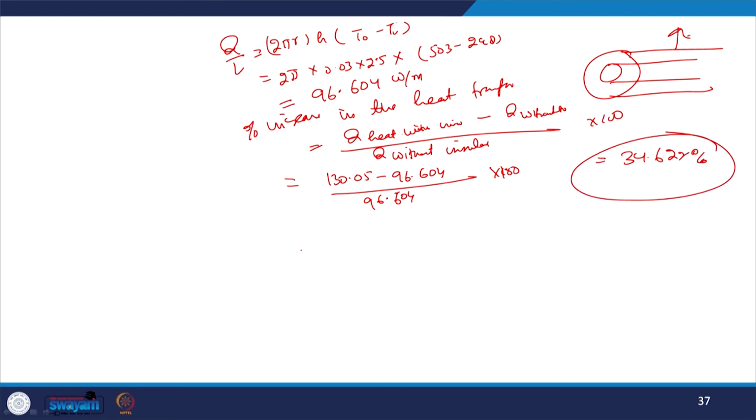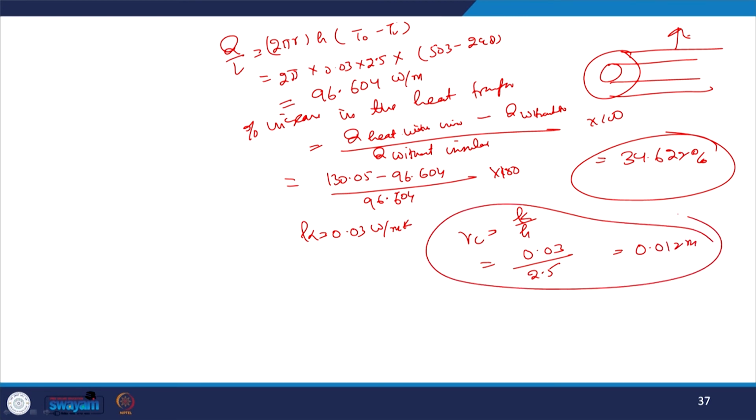Now if given fiberglass insulation, then K is equal to 0.03 watt per meter Kelvin, and the critical radius of insulation Rc would be K over h, which is 0.03 upon 2.5, equal to 0.012 meter. Now the value of Rc is less than the outside radius of the pipe, which is 0.03. So addition of any fiberglass insulation would cause a decrease in heat transfer. So that is the issue.